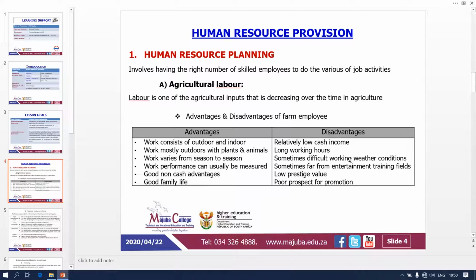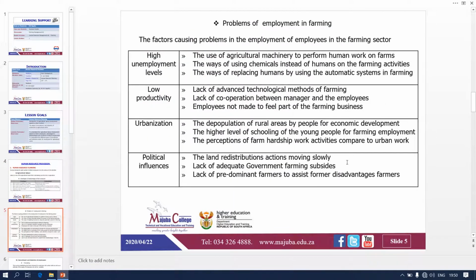Okay, let's go to number 2, what is happening on a farm. Let's look at the problems of employment in farming, the factors causing problems in the employment of employees in the farming sector. These are some of them. The first one, high unemployment levels. We have 3 bullets that we need to look at. The use of agricultural machines, the use of chemicals, the machines that now are replacing humans, or the system that is being used. We say it's machines, chemicals, and the system. Those are 3 things that we can highlight in terms of high unemployment levels, why people are not being taken to work in agriculture.